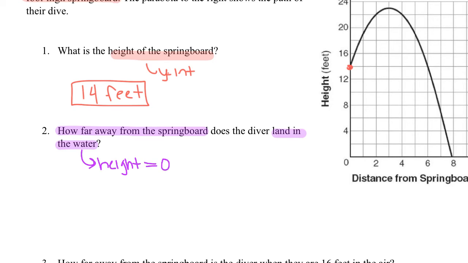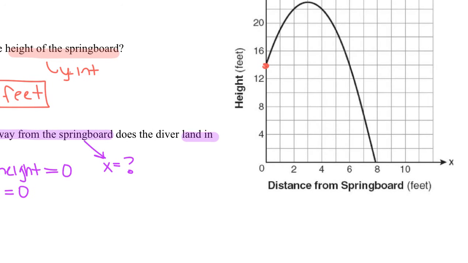Landing in the water, your height is 0. So that's telling us that y is 0. If it's asking how far away, that's your x value. So let's go to the graph. Find where your height is 0 on your graph, and it's this point right before 8. So it's not going to be exactly 8 feet away. So we are about 7.9 feet away from the springboard when you hit the water.